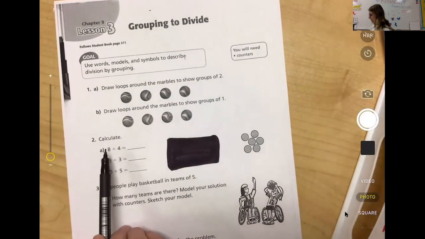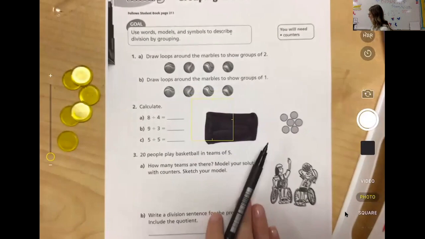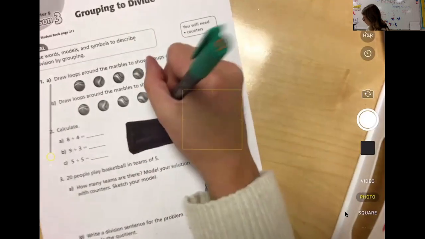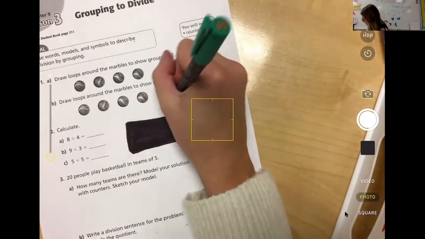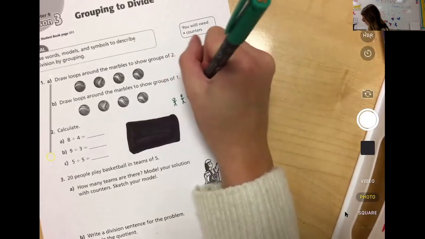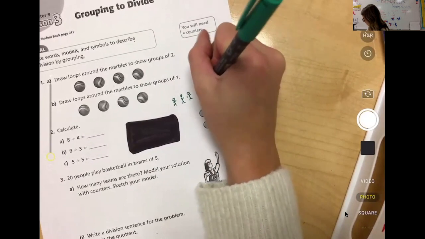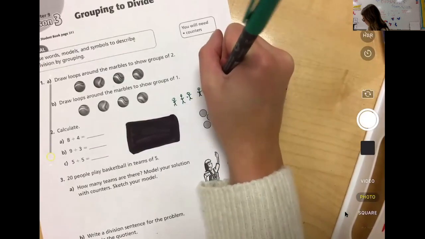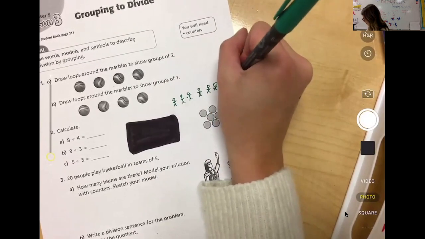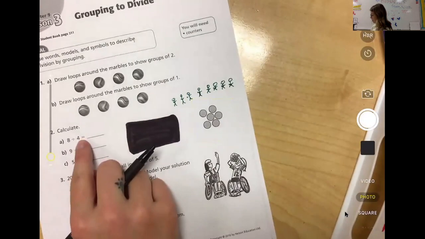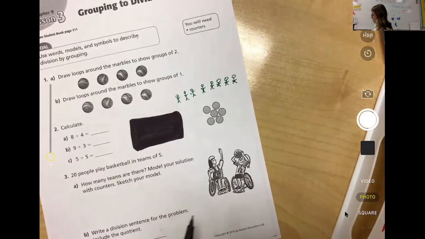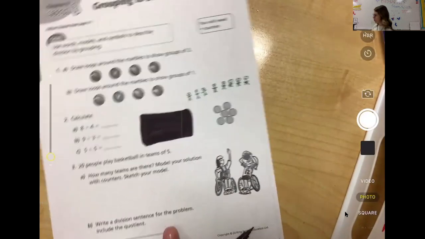Number 2 says, calculate. Now you can use the counters like I did, or if you want to draw pictures over here to show, like for this one, you would draw 8. You could draw 8 of anything. You could draw 8 kids. I've made a huge mistake drawing all these kids. Okay, I've got 8 kids, and I'm going to put them into groups of 4, groups of 3, groups of 5. You can draw pictures, or use your counters, whatever works for me.